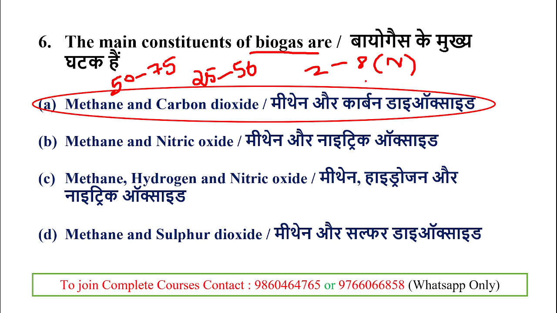Trace levels of hydrogen sulfide, ammonia, hydrogen and various volatile organic compounds are also present in biogas, depending upon the feedstock. For different feedstock, the amounts will vary. Clear?